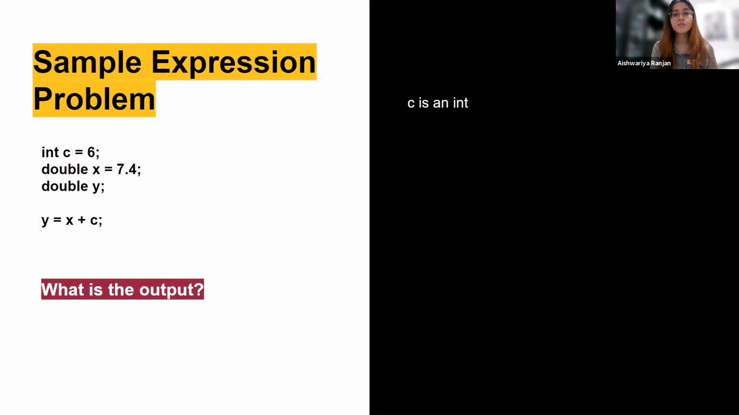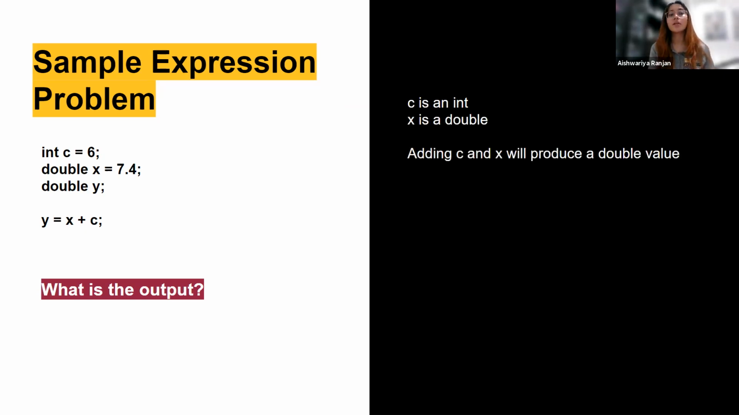Okay, so c is an integer, x is a double. So adding them would give you a double value. So the result would be 13.4.